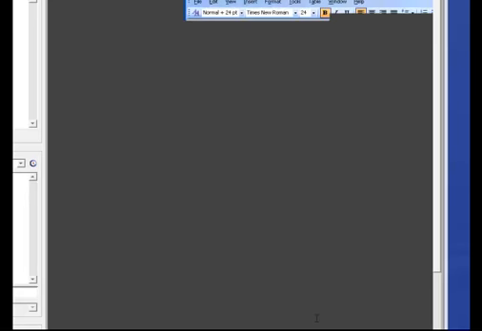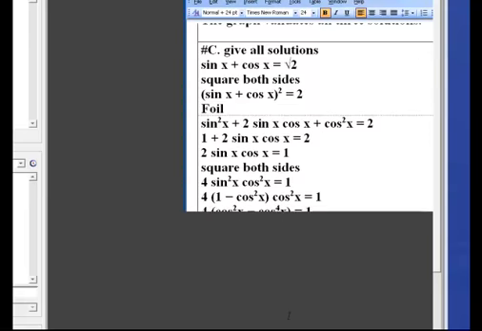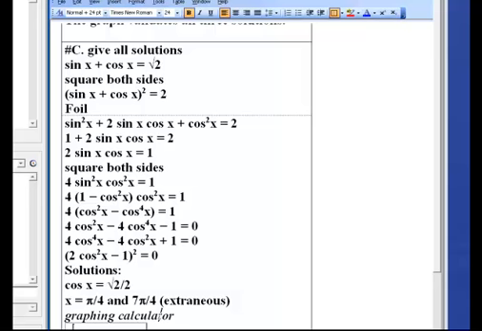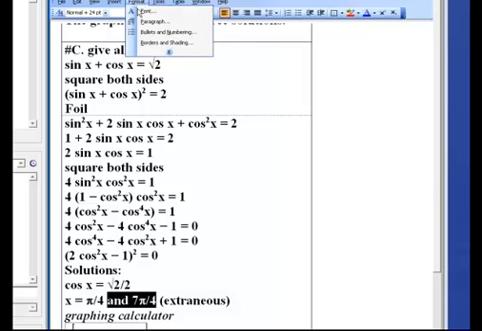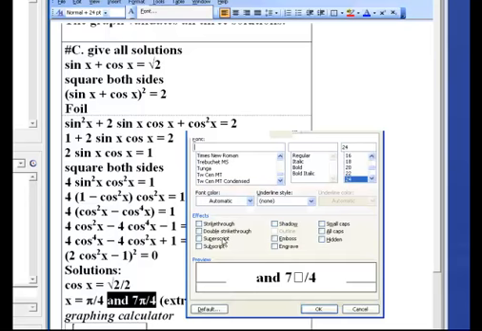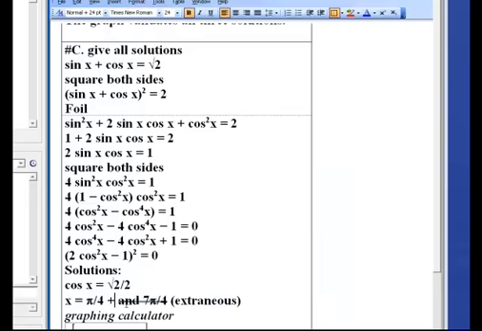Word. We'll insert that, and indeed, pi over 4 is a solution, and as I said, this one here is extraneous. So I'm going to cross this out. But then here I have to say that plus k times 2 pi, those are solutions as well. Okay.